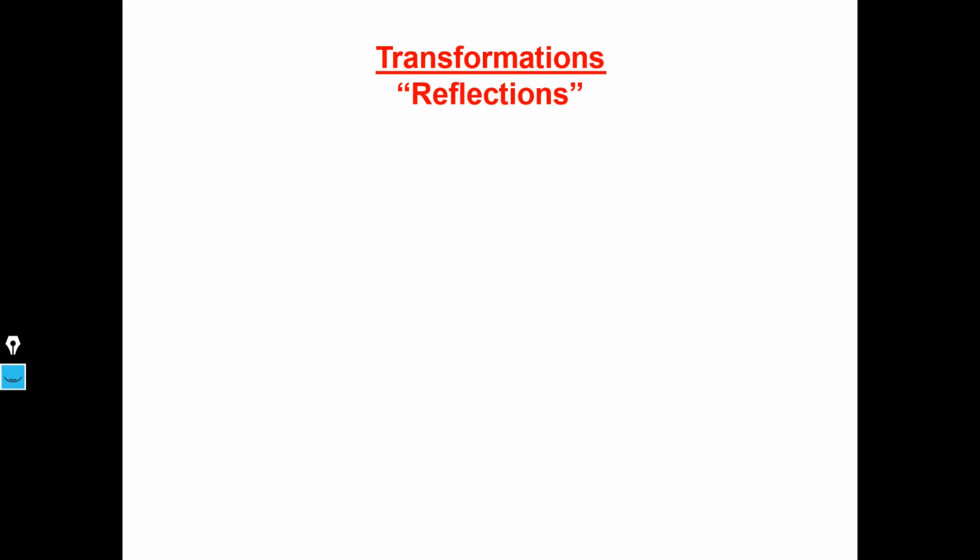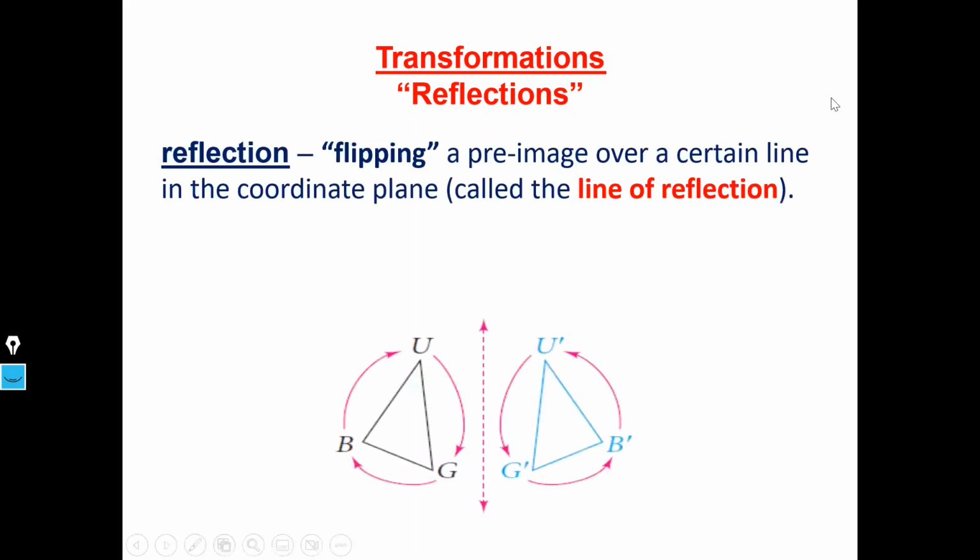Hello, dear students. Today we shall learn how to transform a shape through reflection in the coordinate plane. What is reflection? Reflection is flipping a pre-image over a certain line in the coordinate plane, which line is called the line of reflection. As you can see, this is a straight line.